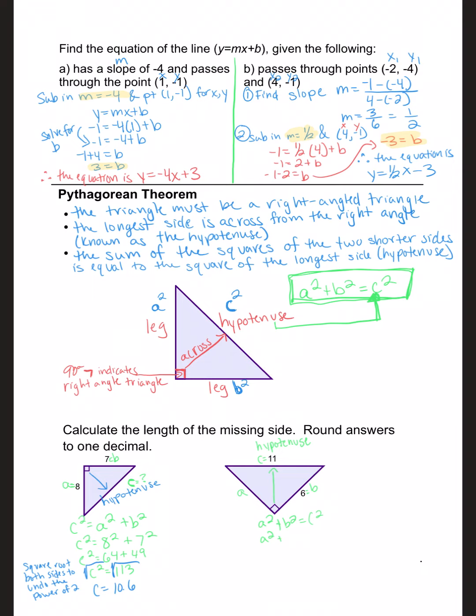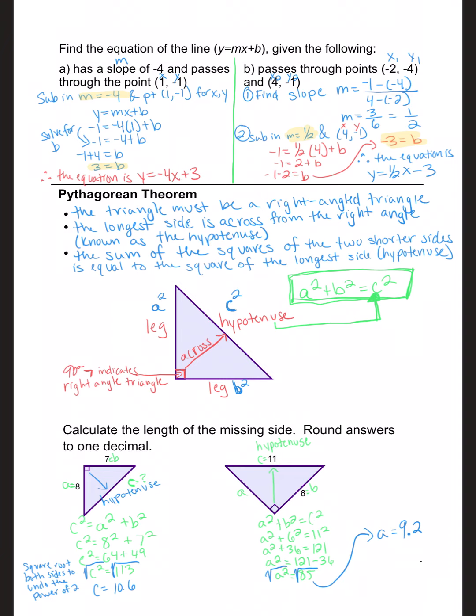So we don't have our a this time. We have b squared, so 6 squared, and c squared, 11 squared. So we'll simplify what we can. 6 squared is 36, and 11 squared is 121. I'm going to bring that 36 over to the other side by subtracting it. So 121 minus 36 is 85. So the same as last time, we have to undo that square. We're going to undo that square by taking the square root, and we'll just finish it up over here. So the square root of 85 is 9.2.